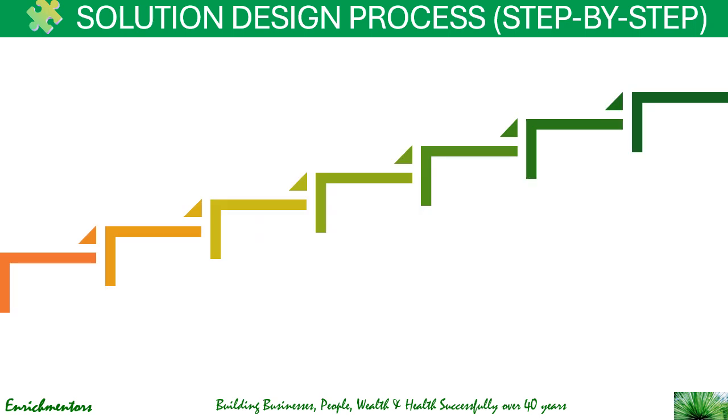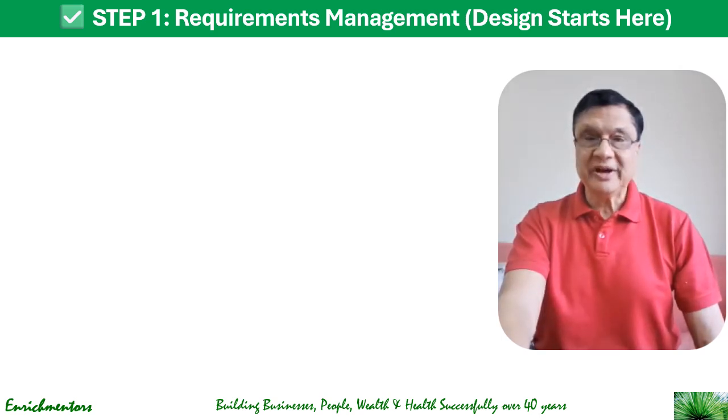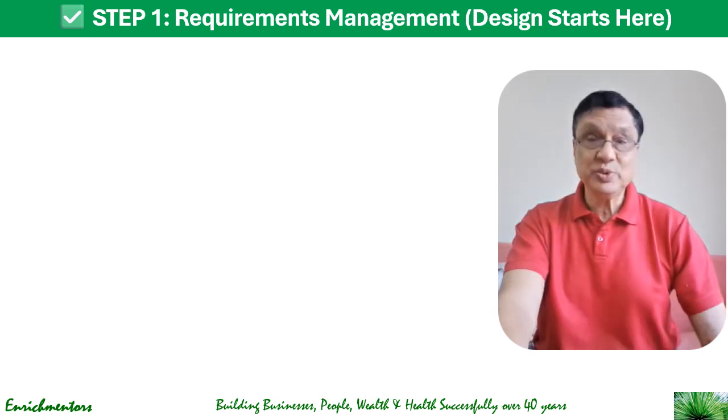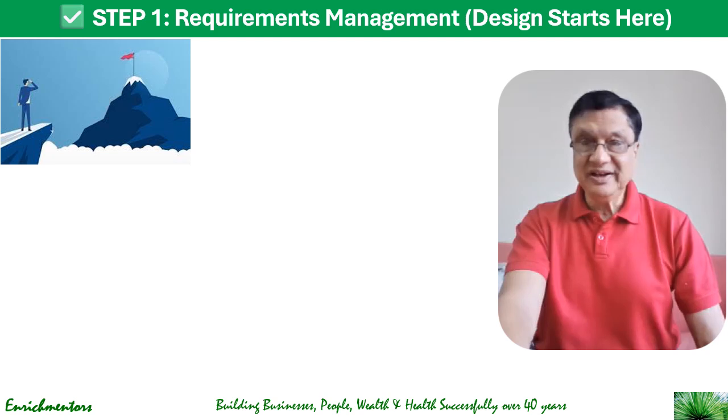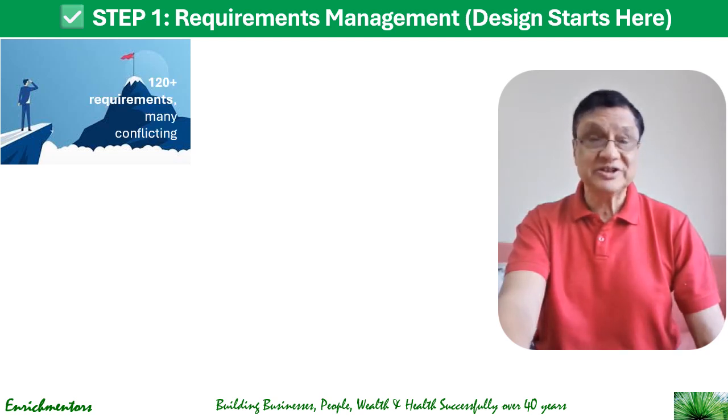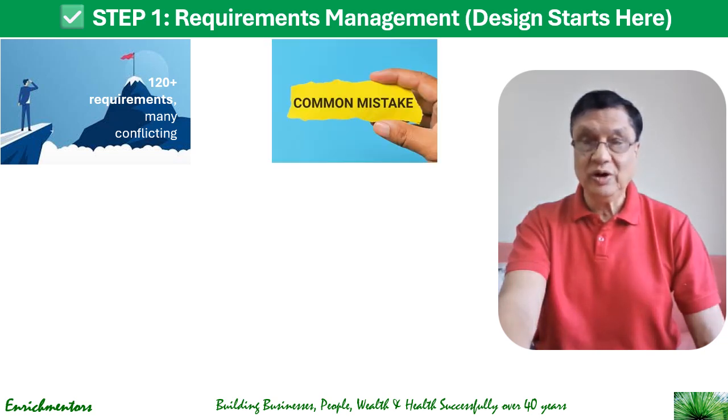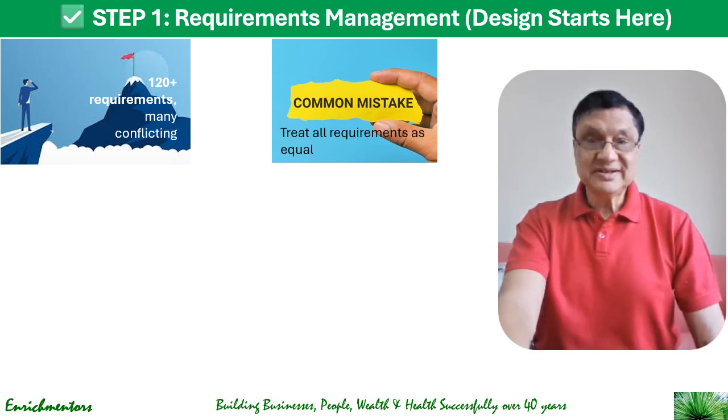So the first step was requirements management, and you will see that being explained as we go forward in the course. That is where the design actually starts. The challenge there was that the RFP listed 120 requirements, many of them conflicting. The common mistake people earlier made in similar situations was treating all requirements as equal. So Ananya used a design approach.